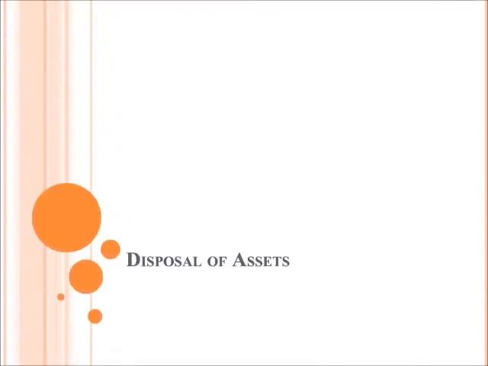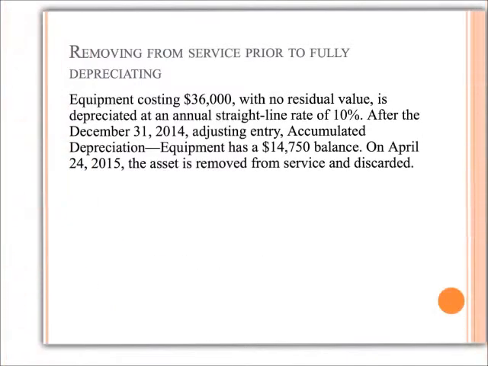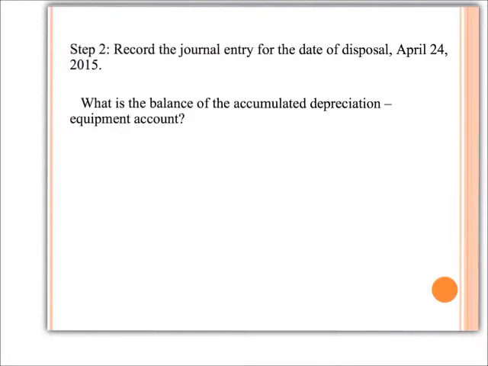Let's take a look at a demonstration of a disposal of prior to fully depreciating. Let's look at an example. For step 2, we're going to record the journal entry for the date of disposal, April 24th, 2015.